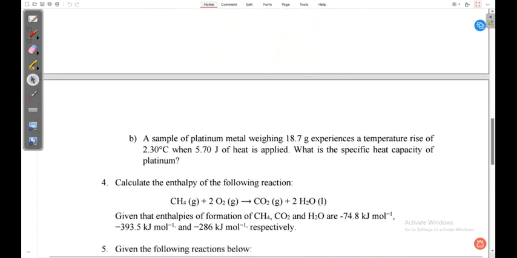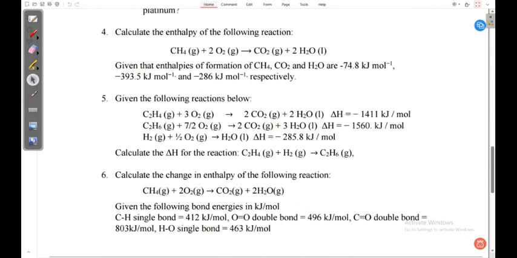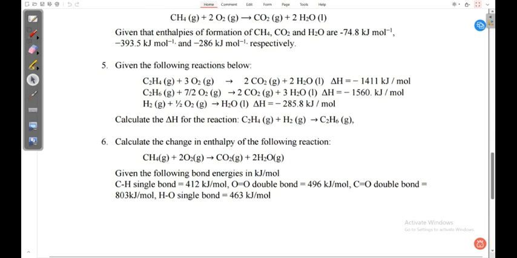Okay, and then 4, we'll look at calculations of the enthalpy using the enthalpies of formation, and do the same for 5, the enthalpy of the reaction when we're given the other reactions. So that is Hess's law. And then lastly, we'll look at question 6, where we go over the use of bond enthalpies in calculations of the enthalpy of the reaction.